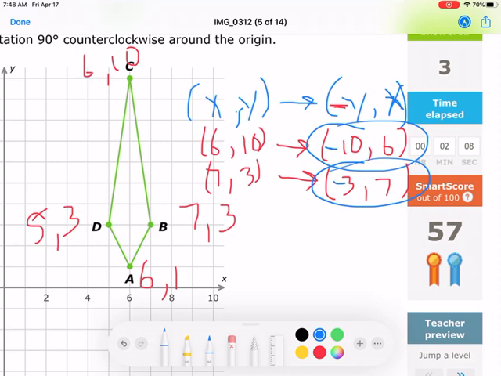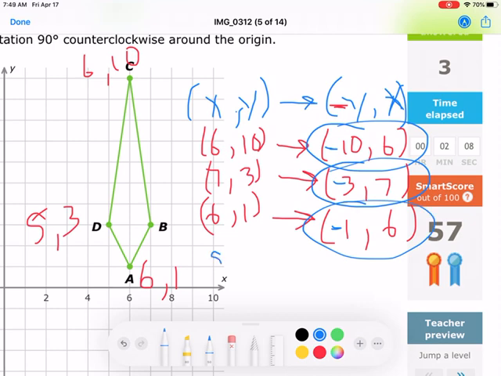What do we got here? 6 comma 1. Let me just get this out of my way. 6 comma 1. There it is. Go through that rule. That means flip the numbers, 1, 6, and then change the sign of that one right there. And then last but not least, 5 comma 3.